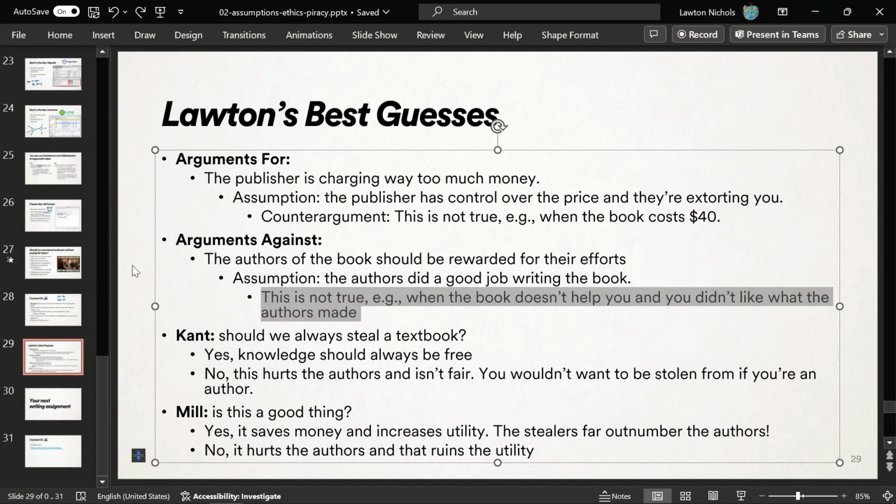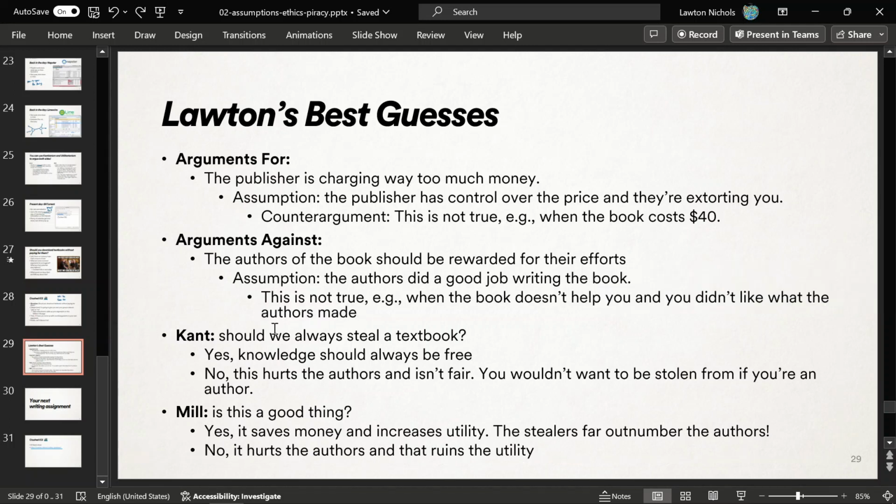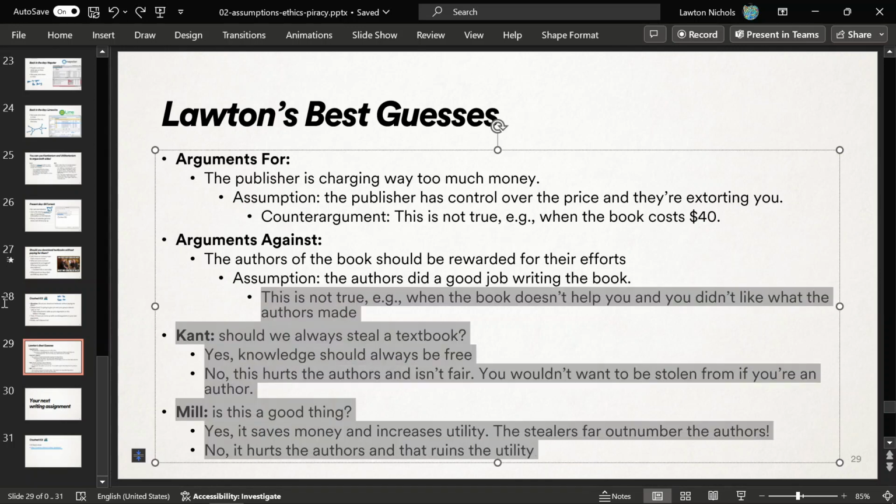But you could also have the flip side of that. You can counter-argue, like, that's not true when the book was not helpful at all, or it was badly written, and you didn't enjoy what the authors made. So you could bash that down in that way if that applied.